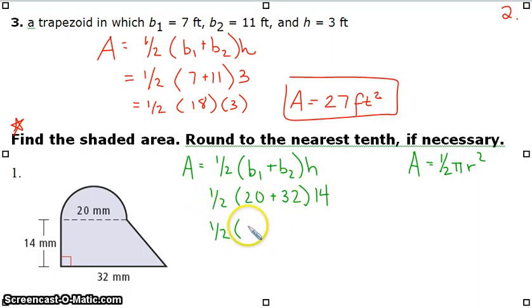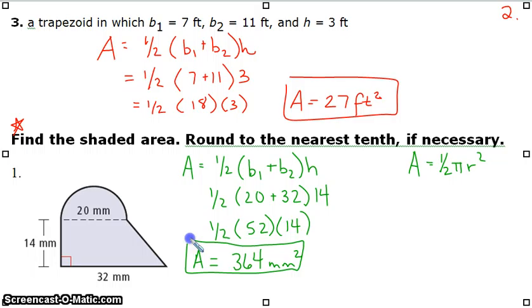1/2, let's add those two. We get 52 and 14. Excellent. Okay, so what we want to do is go ahead and multiply all that out. 1/2 times 52 times 14. It looks like we end up with 364 millimeters squared. All right, cool. So that's the area of our trapezoid.